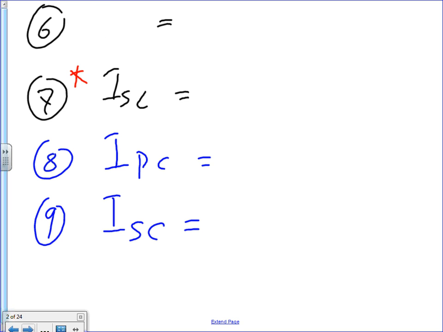I will erase that one. Make this V secondary. Doesn't matter which one of them you do first. V secondary coil. Okay, looks like a coil.